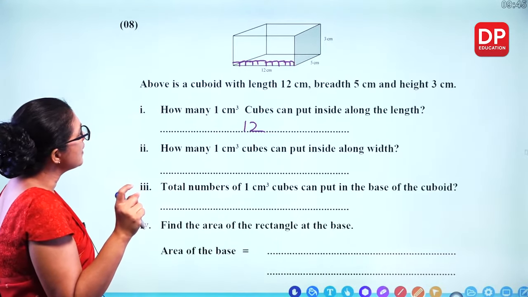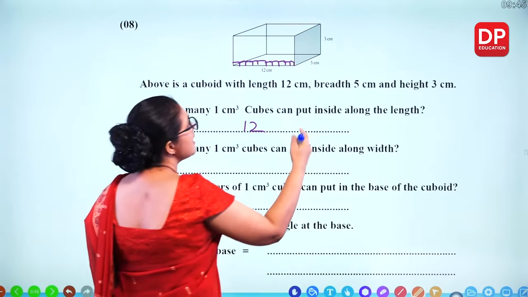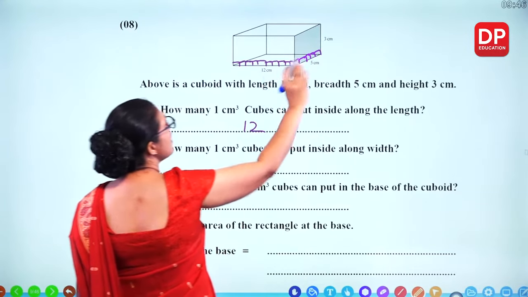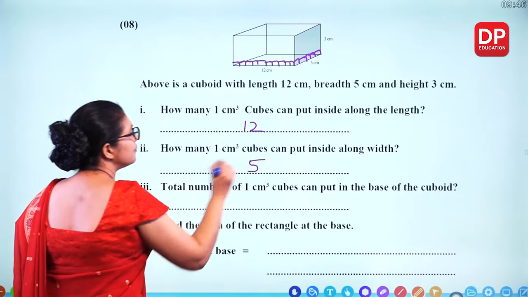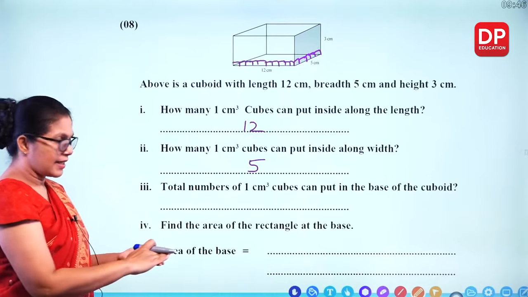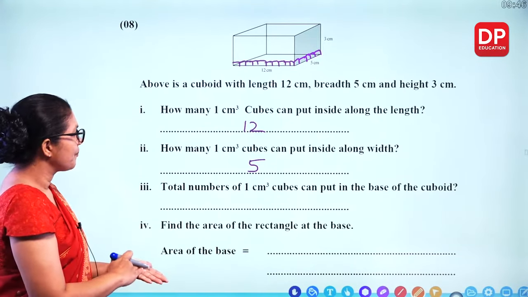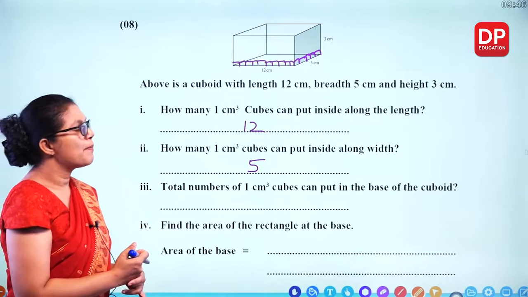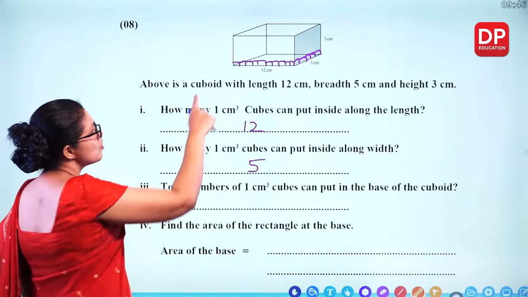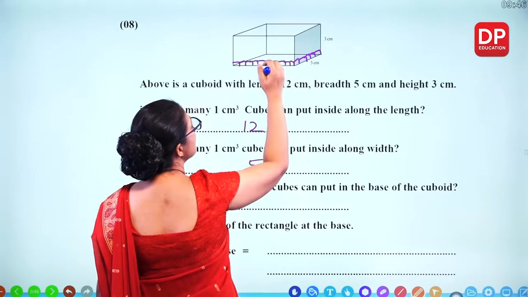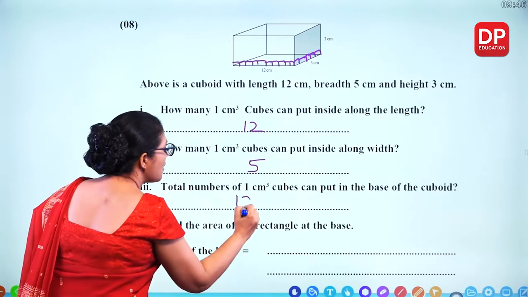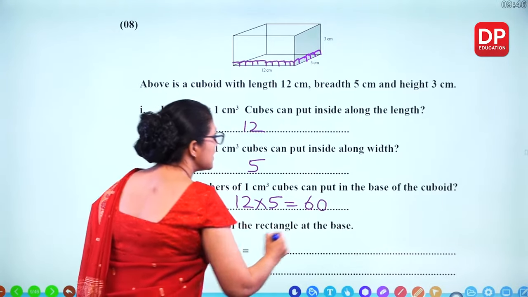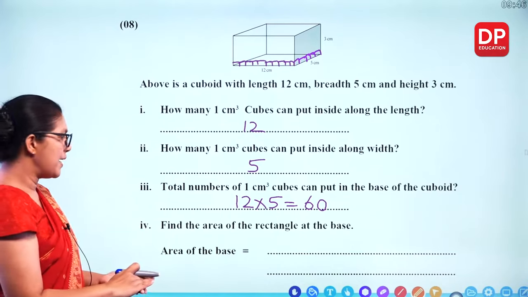How many 1 cubic centimeter cubes can be put inside along the width this way? What do you think? How many? You get 5. So when you take the base, what's the total number of cubic centimeters that can be put in the base? 12 times 5. So we can fill 12 times 5. What's that? 60. 60 cubes on the base.